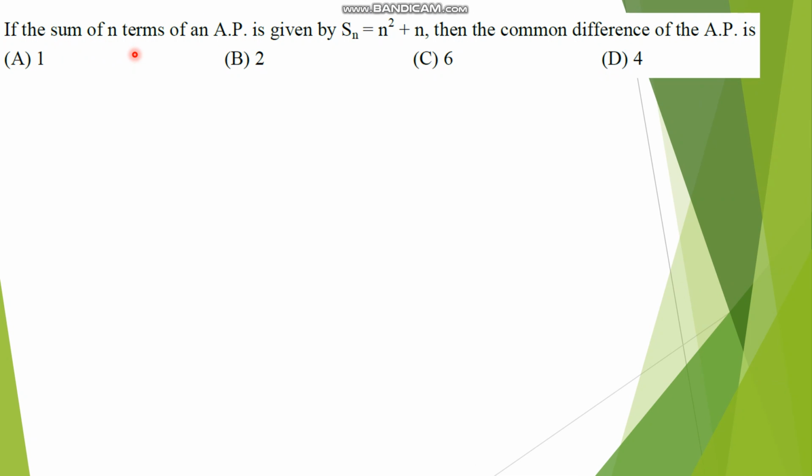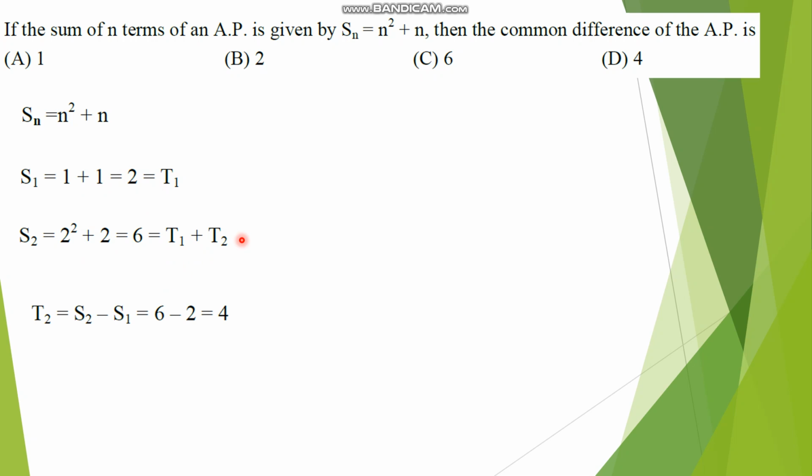If the sum of n terms of an AP is given by Sn = n^2 + n, then the common difference. Always remember, whenever it is given Sn and they ask for d, just find S1 and then find S2. So S1, by putting n = 1, is 2. S2 is nothing but 6, and we know that S1 is the sum of one term, which is nothing but the first term T1. S2 is the sum of two terms, T1 + T2.